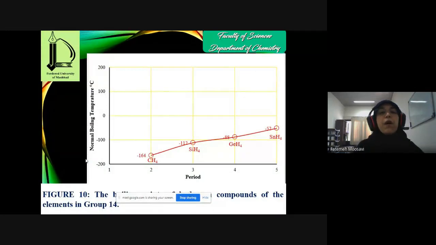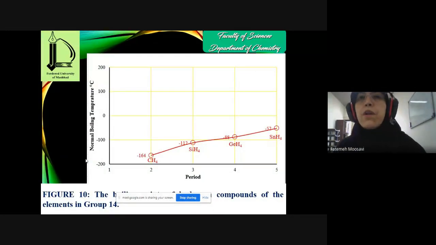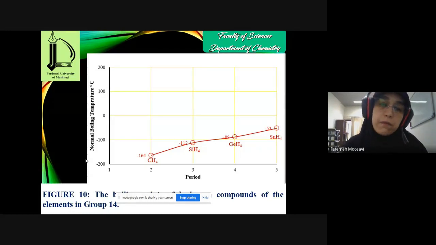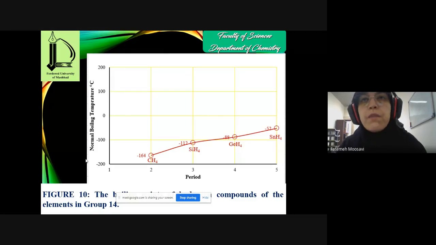A plot of normal boiling point in the case of the molecules produced by hydrogen compounds of these elements shows that the boiling point increases down the periods. This is what is expected. With the increasing number of electrons, molar mass, and size of the molecule, the boiling point increases since the London interactions or van der Waals interactions are stronger. This is what we expect for similar compounds.